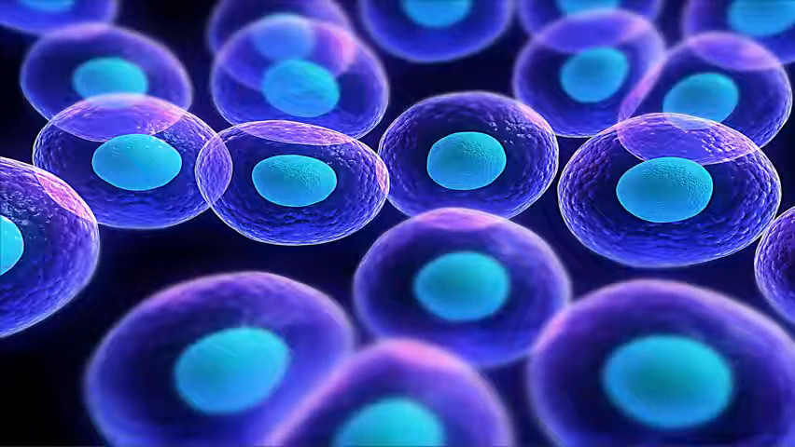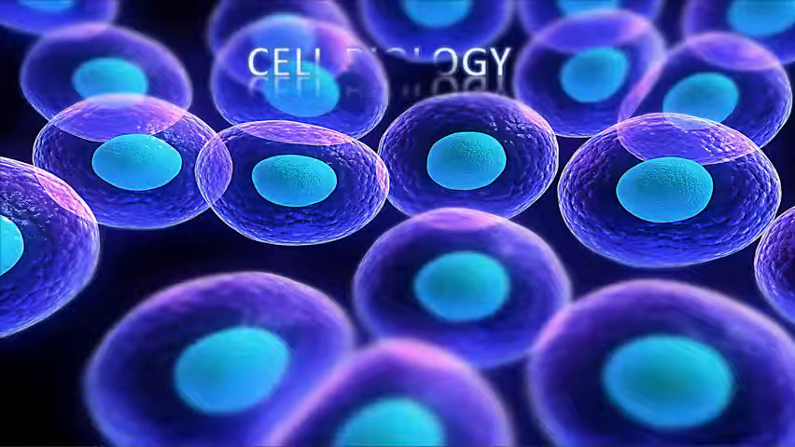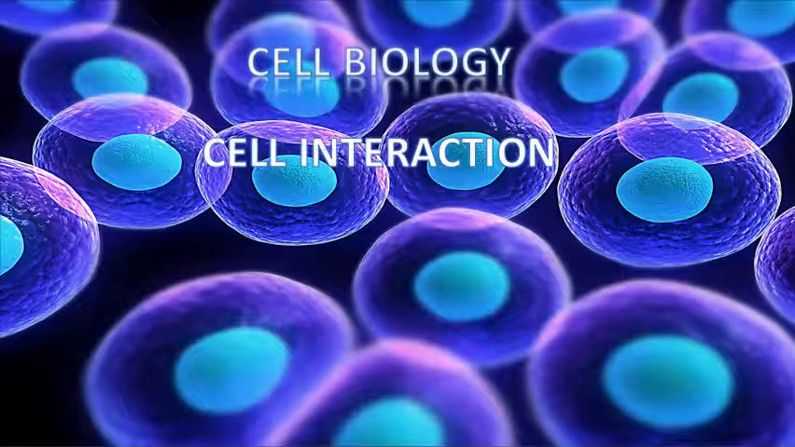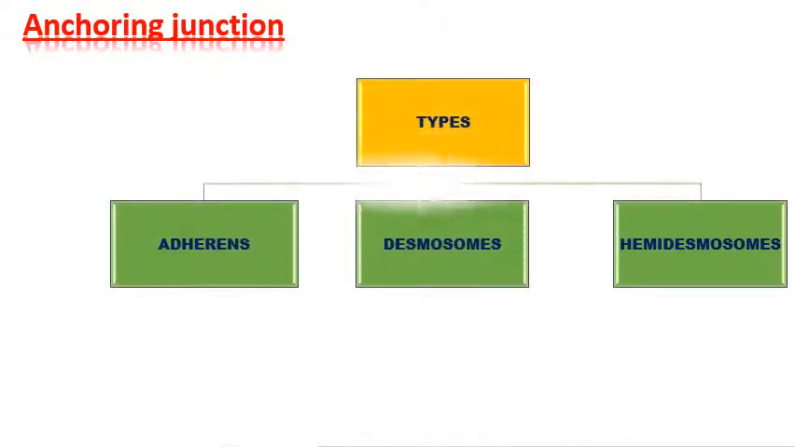Hello dear students. In today's class, we'll be continuing our studies on cell interaction that comes under cell biology. Then moving on to the types of anchoring junctions, they are adherens, desmosomes and hemidesmosomes. We'll be studying in detail all of these in the further slides. So next we'll be studying about adherens.